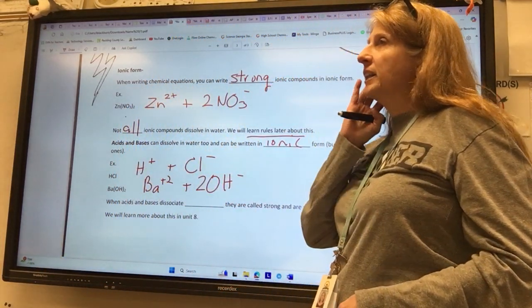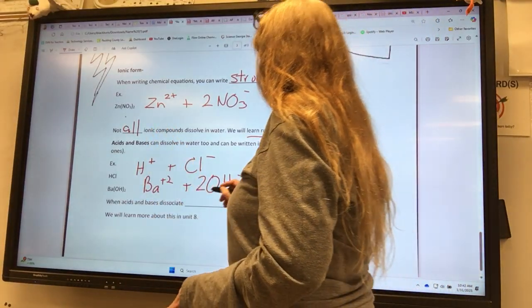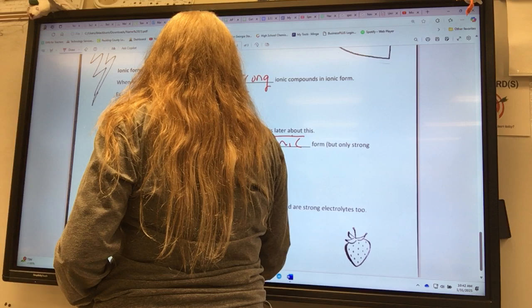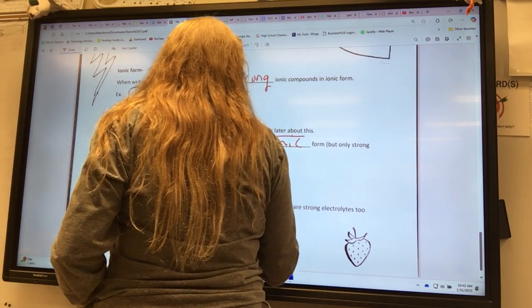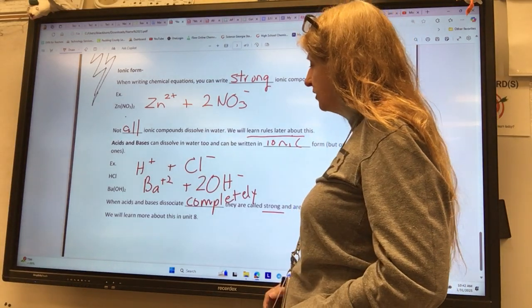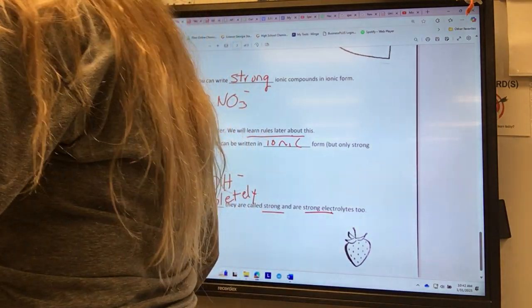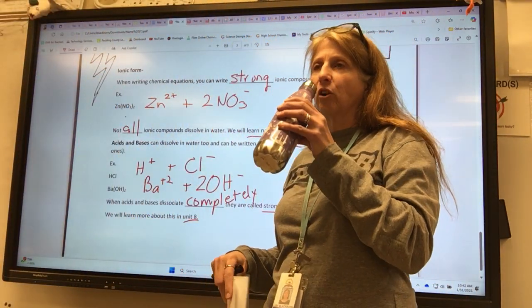Okay. Now, I'll say this first. When acids and bases dissociate completely, they are called strong, and they're also strong electrolytes. We'll learn more about this in Unit 8. And in Unit 8, you will have to memorize the strong acids and the strong bases.